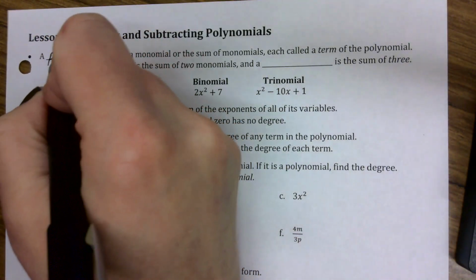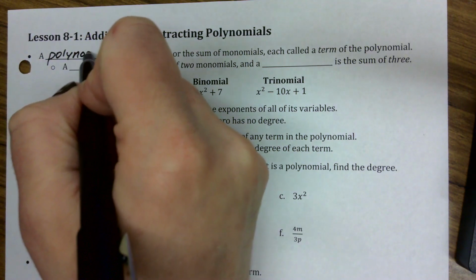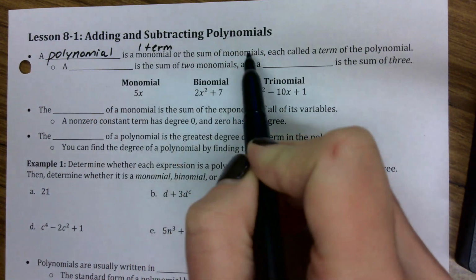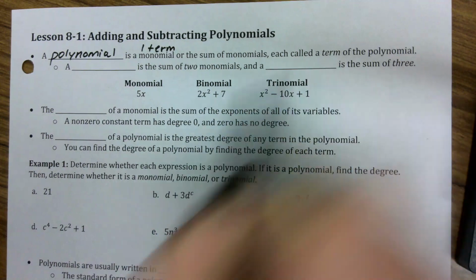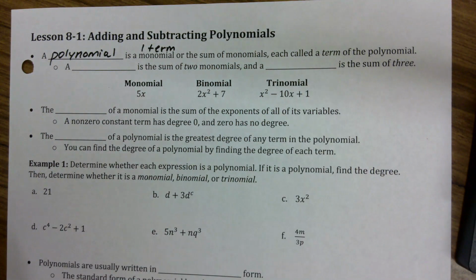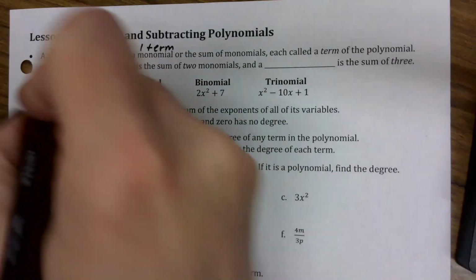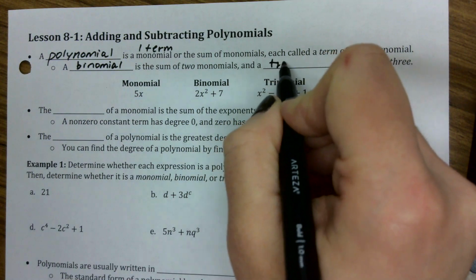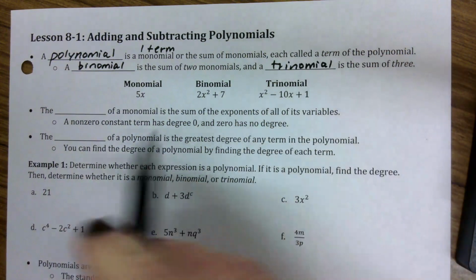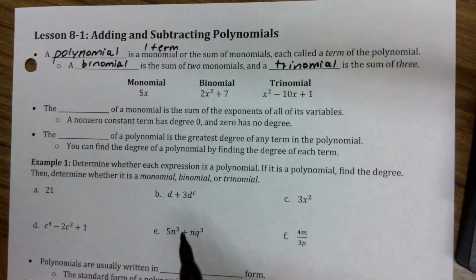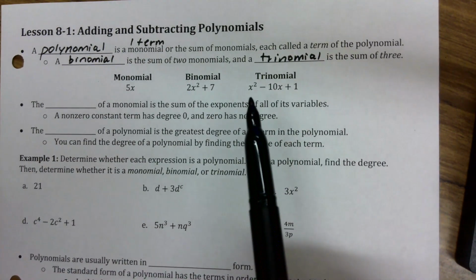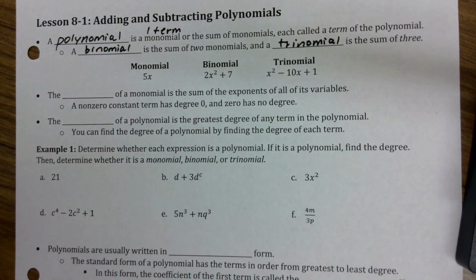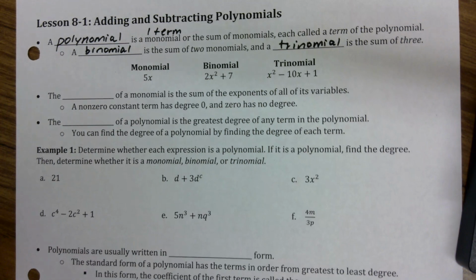A polynomial, poly means many, is a monomial, one term, or a sum of monomials, okay, that creates the term polynomial. A binomial, bi means two, is the sum of two monomials, and a trinomial is three. So one term, two terms are separated between pluses and minuses, three terms. The degree of a monomial is the sum of the exponents of all its variables. The degree of a polynomial is the greatest degree.